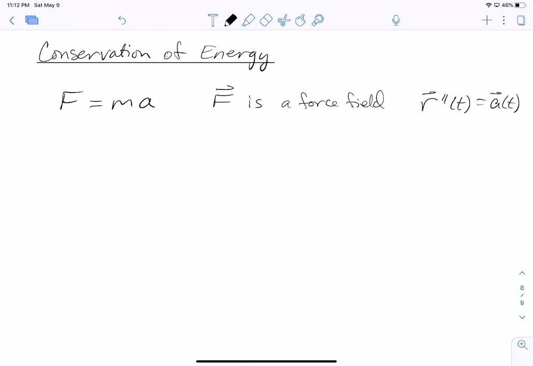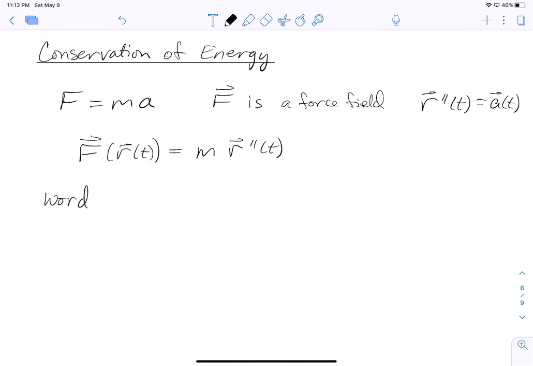We're going to look at conservation of energy. We're going to start with Newton's law that force is equal to mass times acceleration. In our vector world, we're going to say that F is a vector field, actually a force field, and so it's a vector F. Also, we're going to recall that r double prime of t is equal to a of t, the acceleration vector. So F of r of t then becomes m of r double prime of t, because mass times acceleration is equal to force.